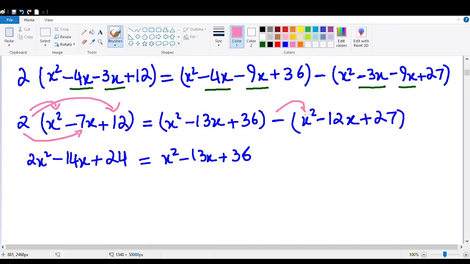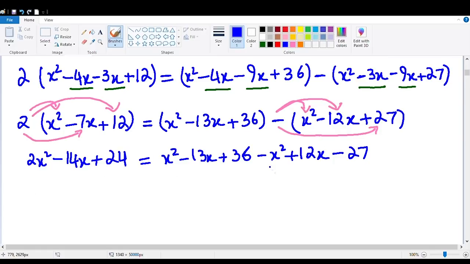Now, when minus multiplies with x squared, we'll get minus x squared. When it multiplies with minus 12x, we'll get plus 12x, as minus minus, when they multiply they make plus, and yeah, plus, then we have 12x, so it'll be plus 12x. When minus multiplies with plus 27, it'll become minus 27, as minus multiplied by plus is minus, so minus 27.